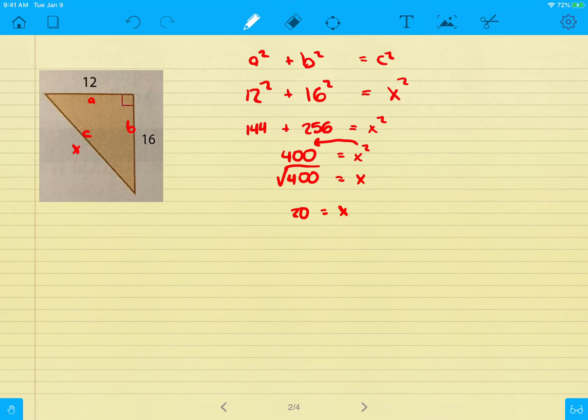No decimal. And that would be this wall right here. Now, again, it made sense on this one. The hypotenuse is the biggest wall, so it had to be bigger than 16.